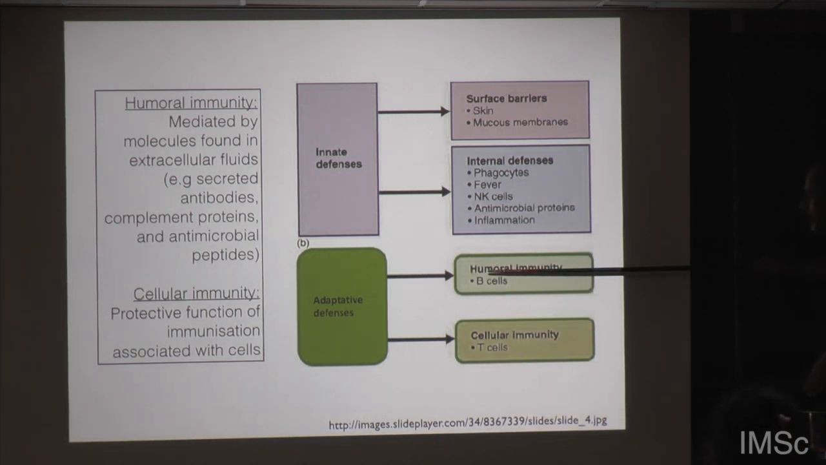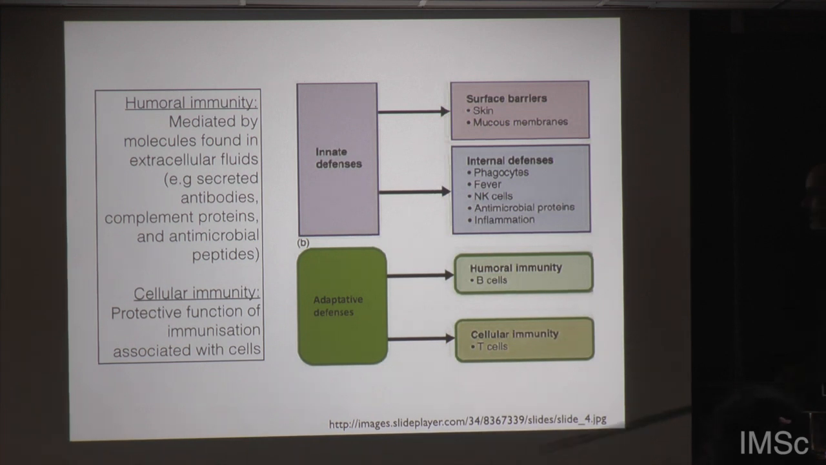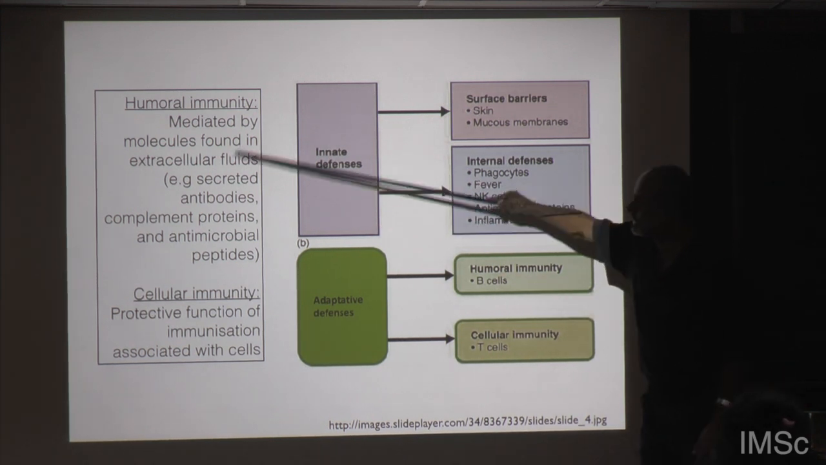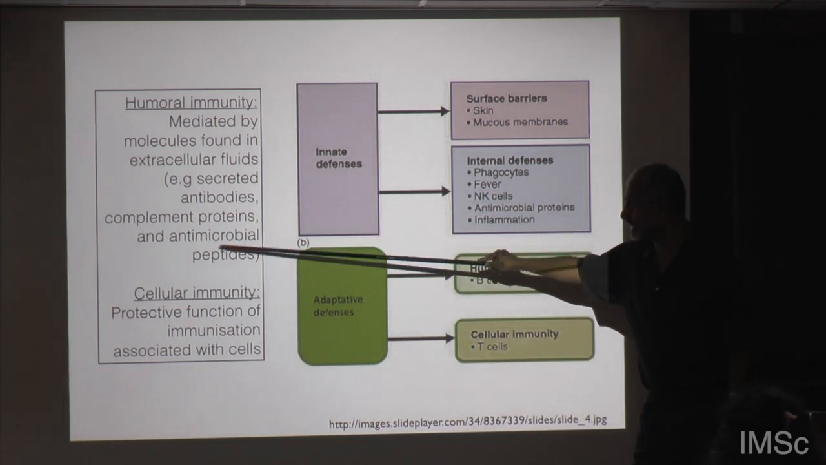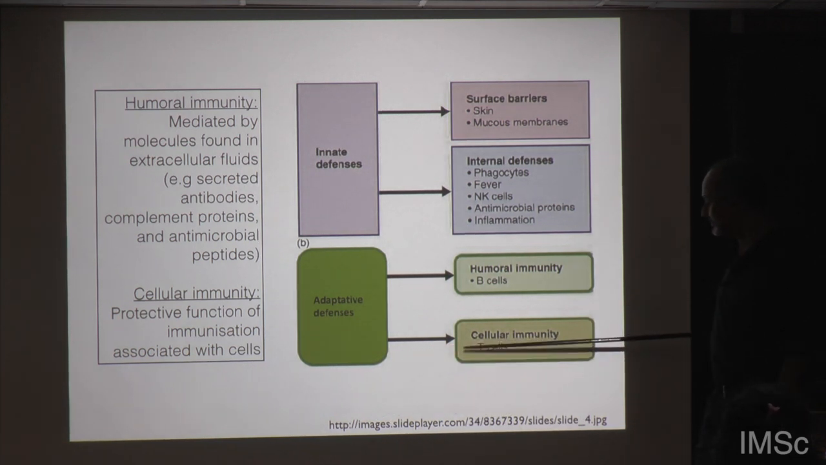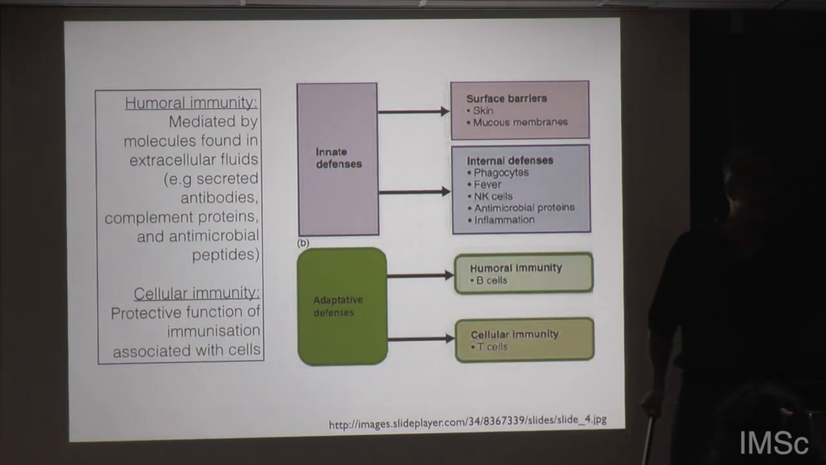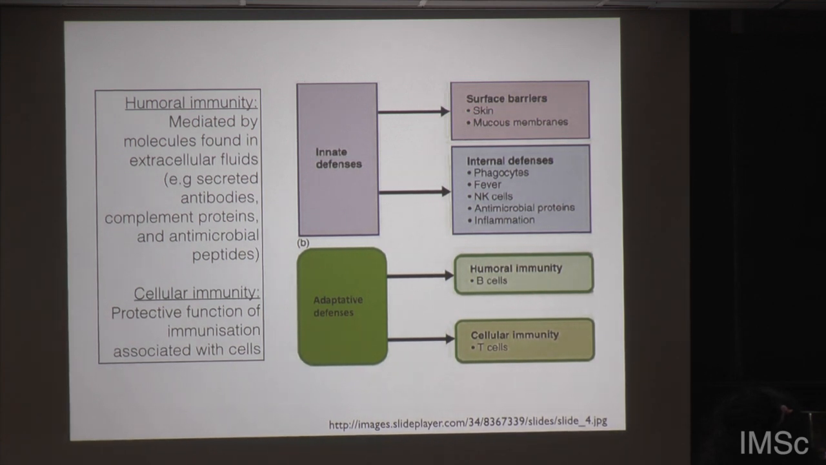There are two words that you notice here: humoral immunity and cellular immunity. The humoral immunity is mediated by molecules that you find in extracellular fluids such as blood. They're antibodies, complement proteins, antimicrobial peptides, etc. But the cellular immunity comes from cells themselves going and grabbing on to little pieces of protein from the invading cells that they recognize, and that comes from cellular immunity.